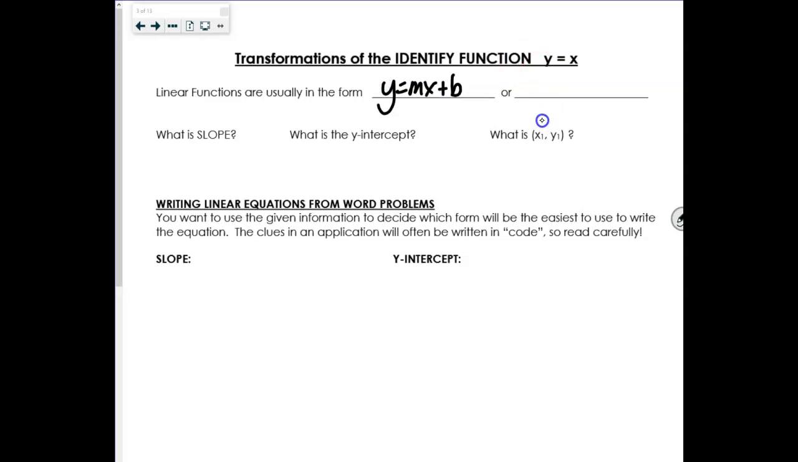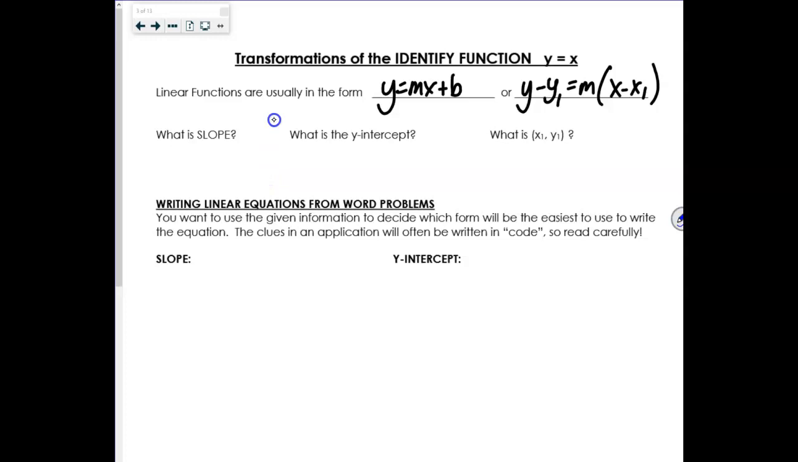This next form, though, this one might not be familiar to you. I'd like a show of hands once I write it down, and I want to see who has ever seen this other form before. It's called point slope, and it's y minus y1 equals m times x minus x1. Anyone ever seen that before in their past? Okay, cool. So, geometry? That's wonderful news. Yay, geometry.